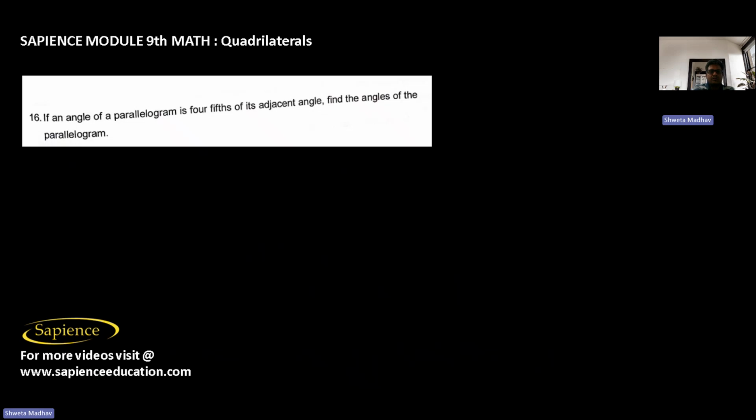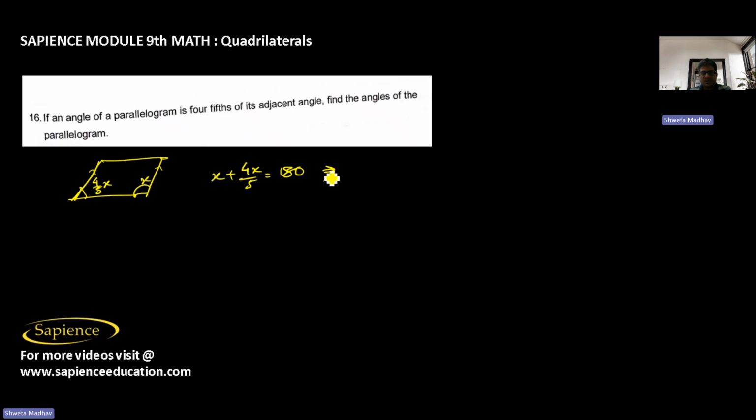And here it is told, if an angle of a parallelogram is 4/5 of its adjacent angle. Let's say we have a parallelogram where one angle is 4 by 5x, its adjacent angle, and this is x. Then find the angles of the parallelogram. You can say that x plus 4x by 5 is equal to 180, since these are co-interior angles and the opposite sides are parallel. Therefore the sum of these two angles should be 180 degrees.